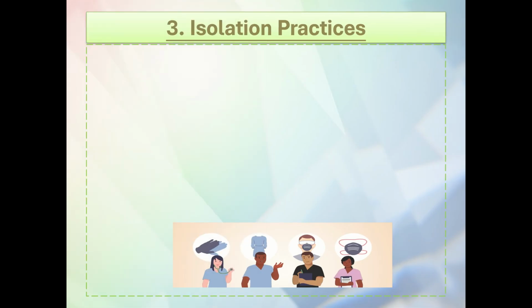The first tier, again, is the standard precaution. And the second tier is the transmission-based precaution. For transmission-based, we have three types. You have airborne precaution, you have droplet precaution, and you have contact precaution. So please, again, comprehensively read the PowerPoint. I will be giving this to you.